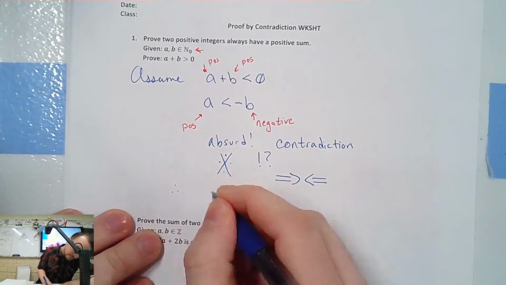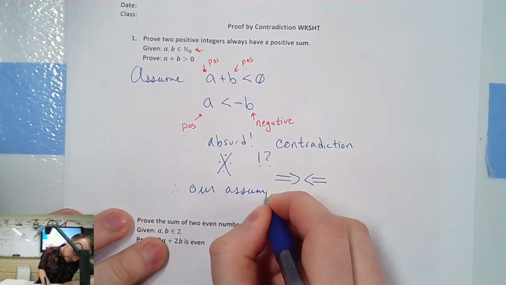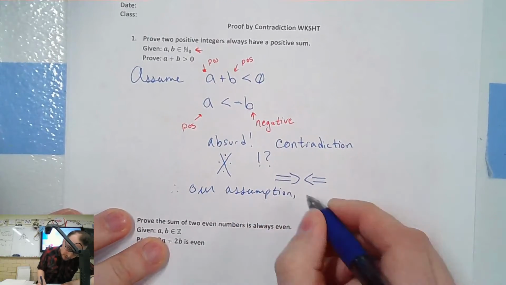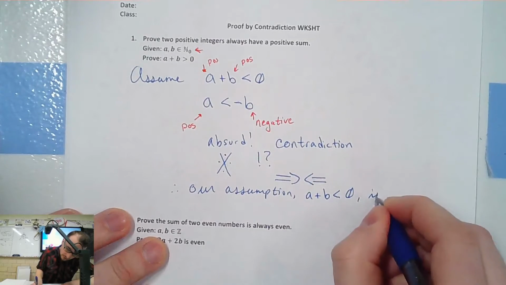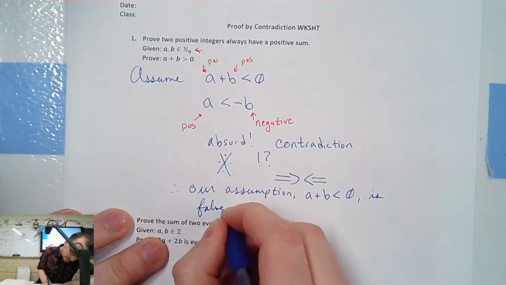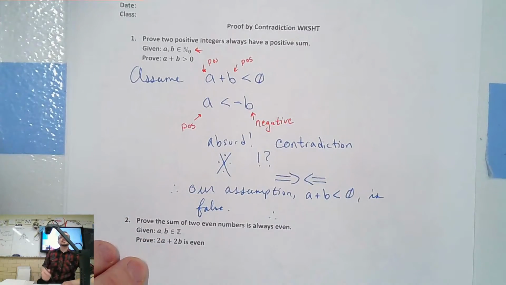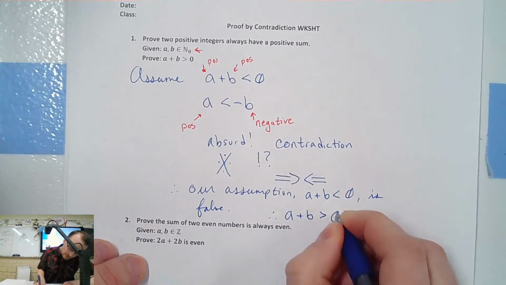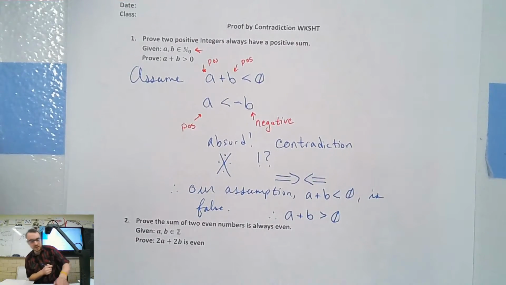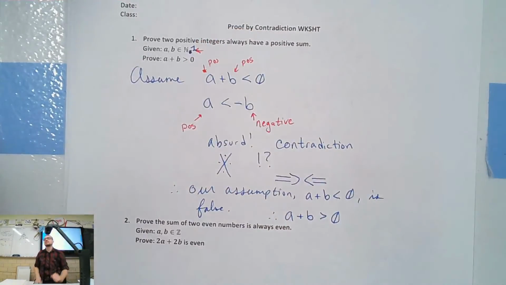Therefore, our assumption, which was a plus b less than 0, is false. Therefore, if 2 numbers added together aren't less than 0, they must be greater than 0. Unless those numbers are 0, right? Well, we disincluded them. There should be a 1 here, by the way, not a 0. But that's okay.